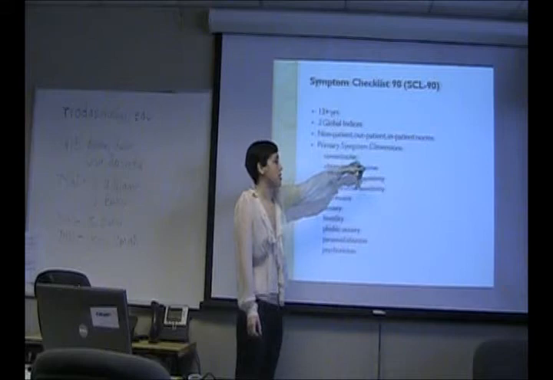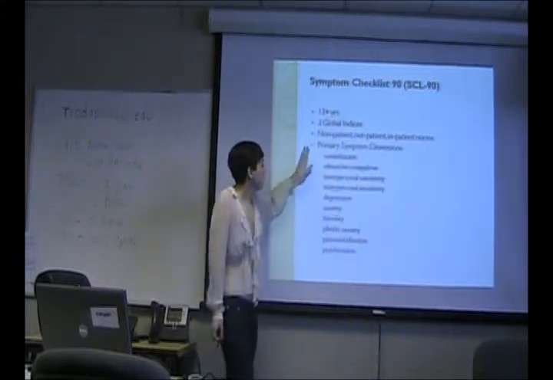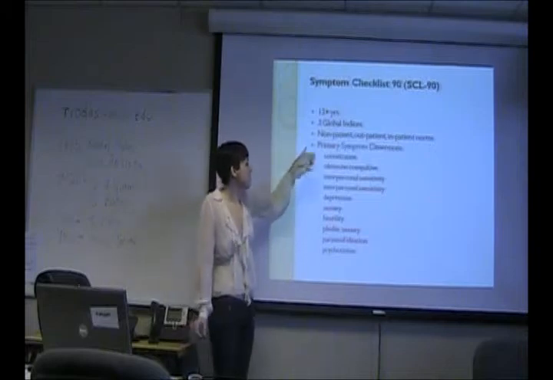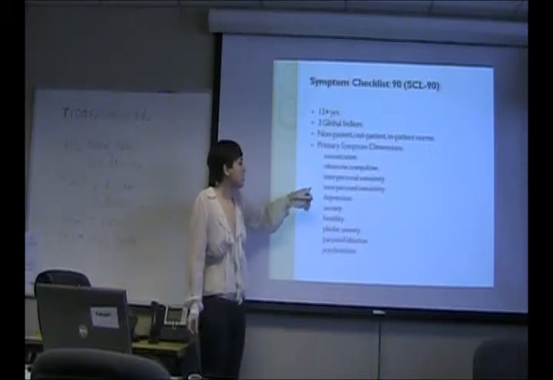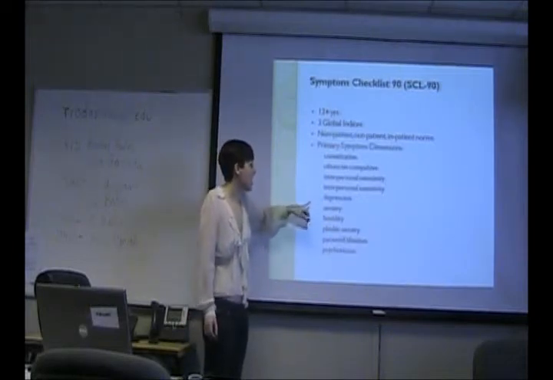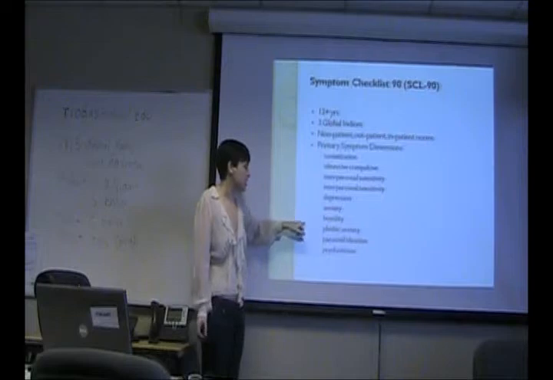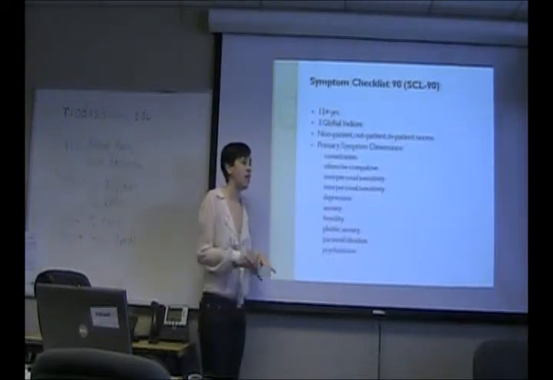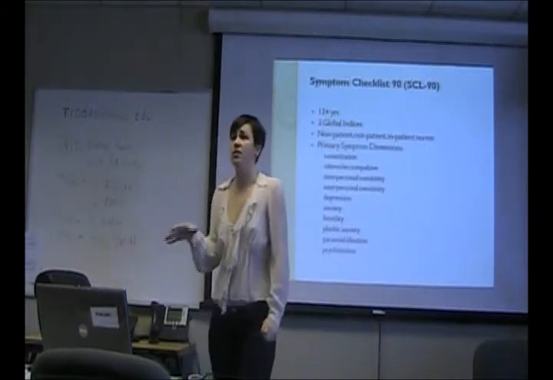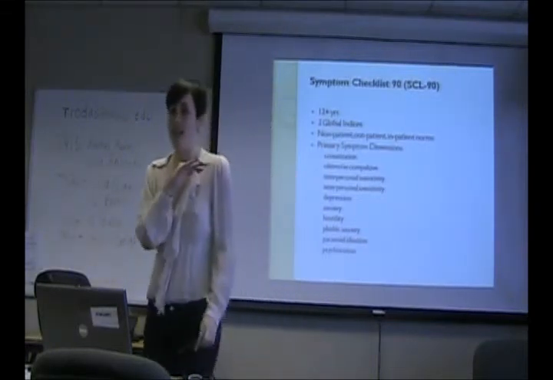Primary symptom dimensions that it looks at: somaticization, obsessive compulsive tendencies, interpersonal sensitivity, and, oh, I've said interpersonal sensitivity twice. Sorry guys. Depression, anxiety, hostility, phobic anxiety, paranoid ideation, and psychoticism. So there are 9 symptom indices that are pulled from the SCL 90.